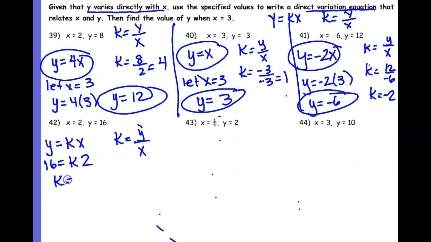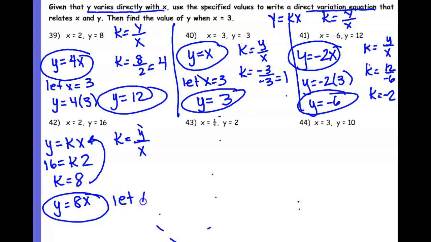Okay, so your k is equal to 8. And then you plug it back into this equation. Y is equal to 8x, okay? There's your equation. Then you multiply the x, let the x be equal to 3. And your y is equal to 8 times 3, which is 24.